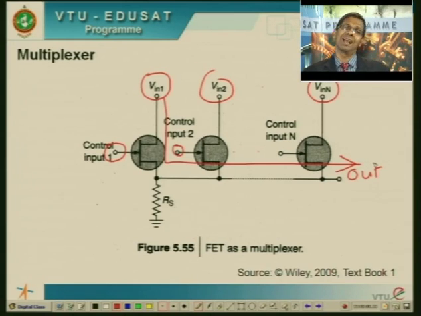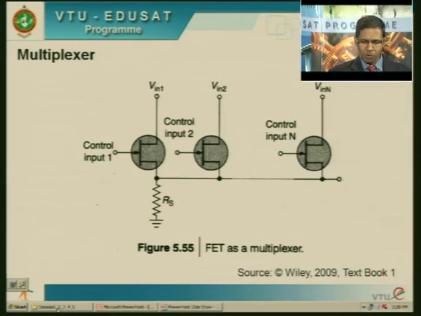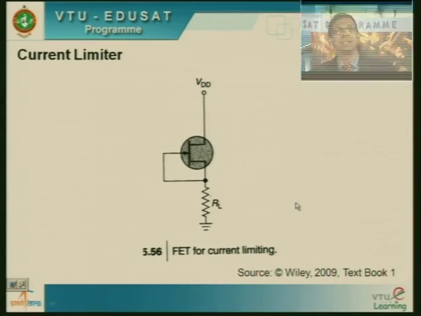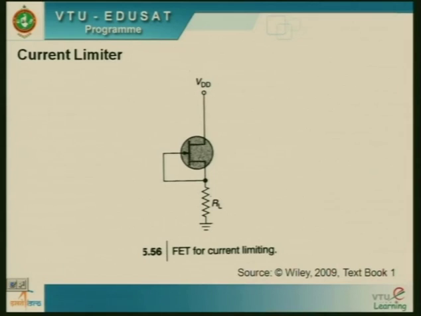So we call this an N:1 multiplexer. By choosing only one input at a time and disabling all the other inputs, I achieve this operation very easily. So, 2 applications done. Let's move on to the next one, which has the JFET as a current limiter.